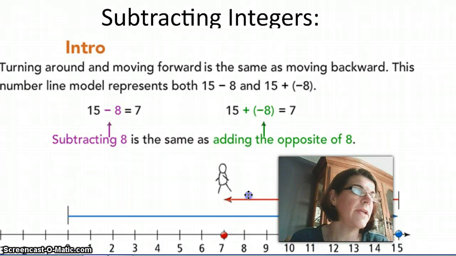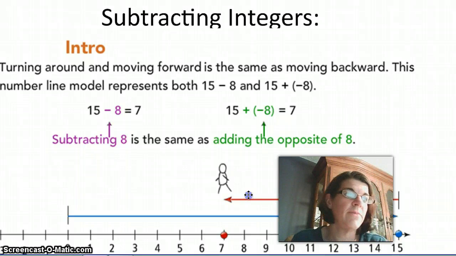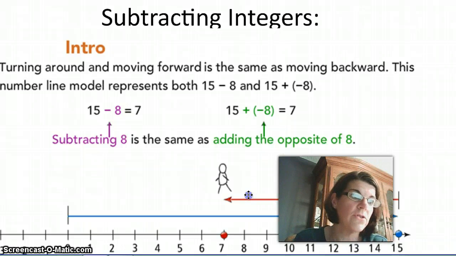If we look at this slide right here, it's showing us that subtracting 8 is the same as adding the opposite of 8. If I take away 8 and move backward, that would be the same as turning around and moving forward. So the red line is showing that we're turning around, which would be changing the subtraction to adding, and I'm moving forward in the negative direction, which makes the 8 negative 8. So both of these math sentences are equivalent. The one in green should also look familiar to the adding integers that we just talked about.